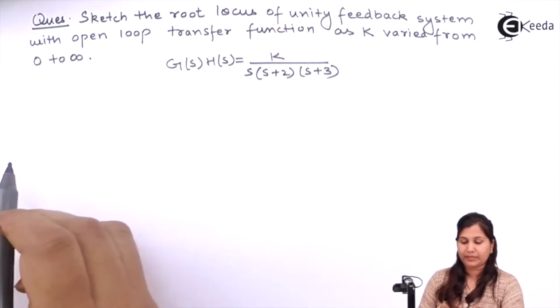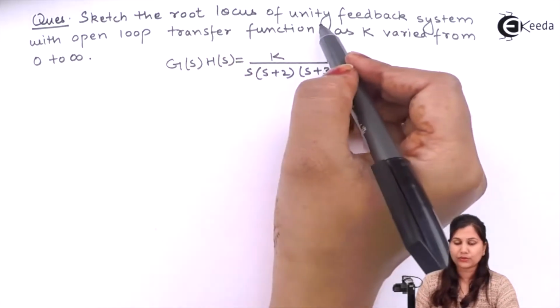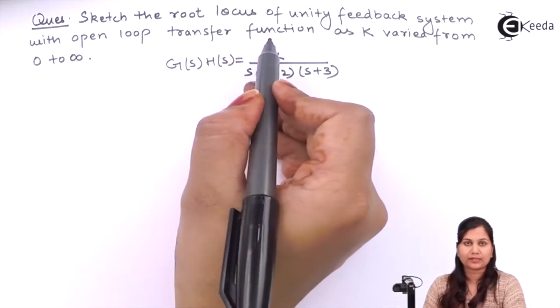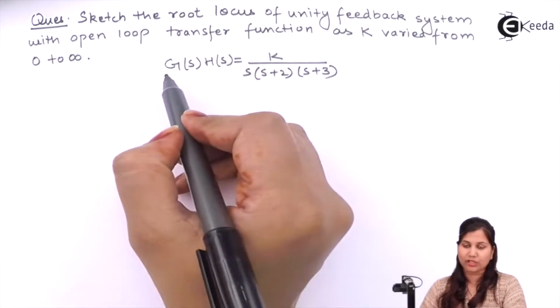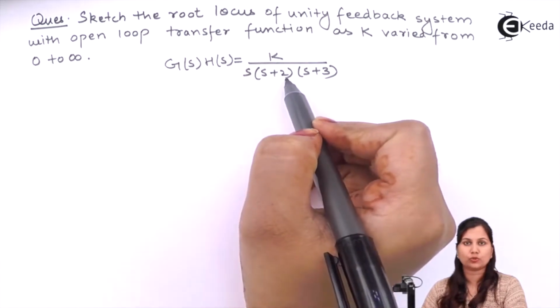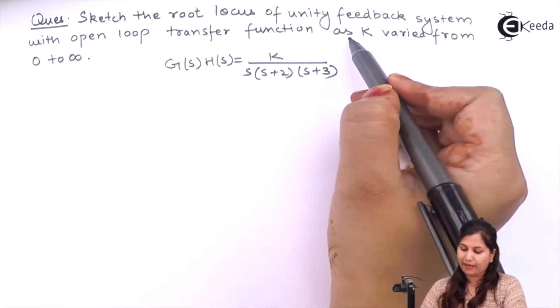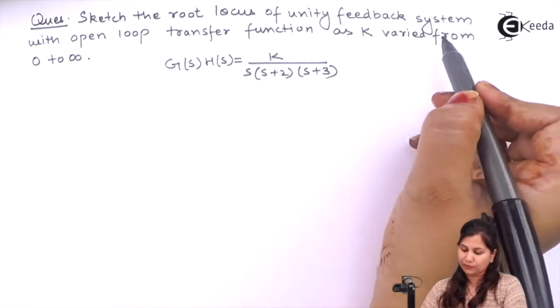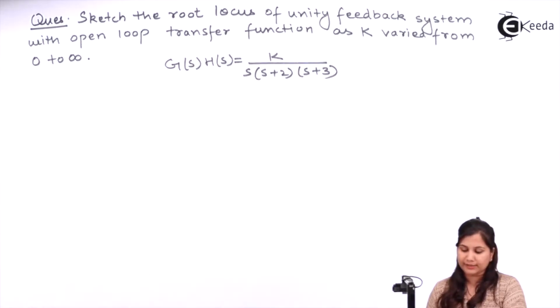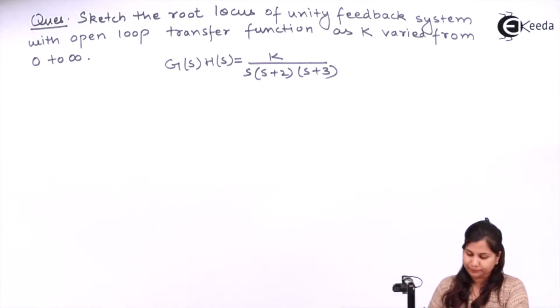So our problem is to sketch the root locus of a unity feedback system with open loop transfer function given to us as G(s)H(s) equals K upon (s plus 2)(s plus 3), as the value of K is varied from 0 to infinity. So let us sketch or plot the root locus of this system.